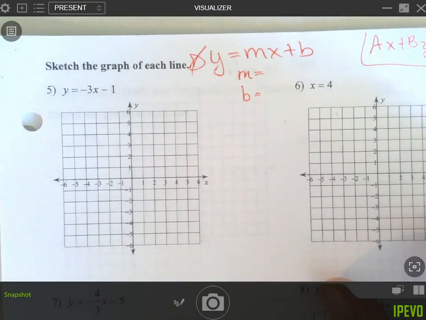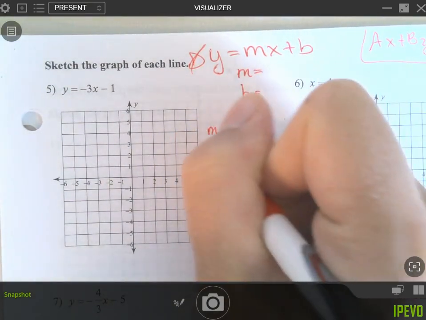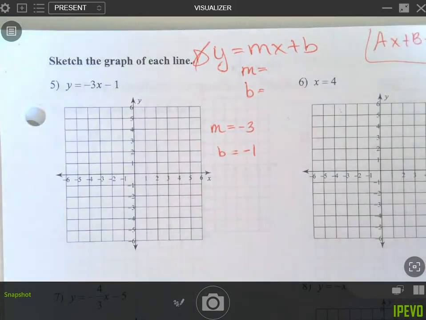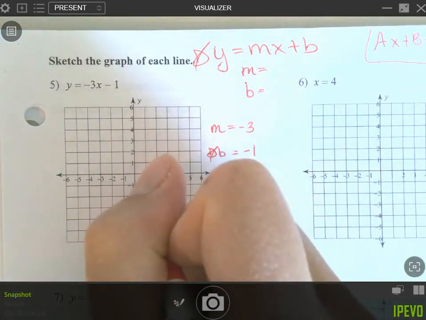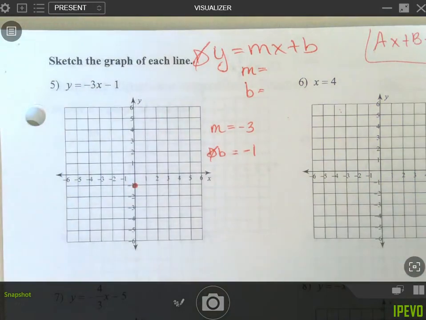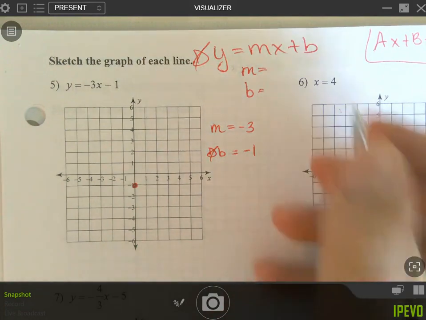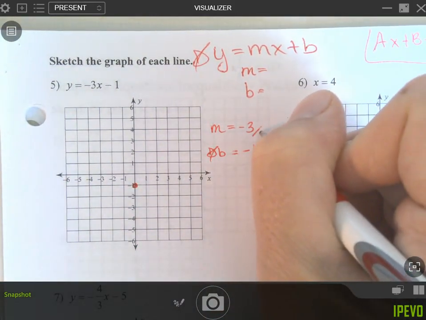So on number 5, what's m? Negative 3. What's b? It's negative 1. Okay. Now, I'm always starting with the y-intercept. So I'm going to be on the y-axis at negative 1. Don't let that trick you. We're so used to doing x and then y. So the y-axis at negative 1, and I just have a slope of negative 3, but how could I write it? Negative 3 over 1.